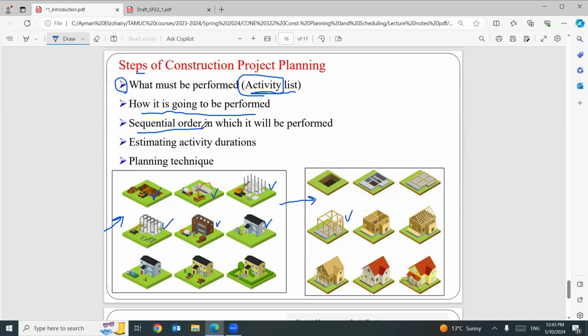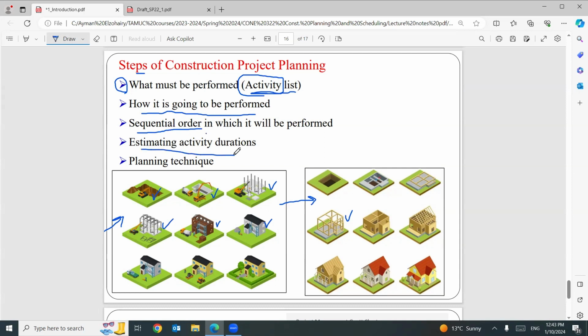Sequential order. Which one is the first? Are you going to pour the concrete foundation first or do excavation first? So we have to figure out the sequential order, the logical order of the activities.